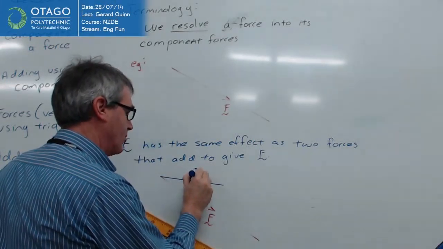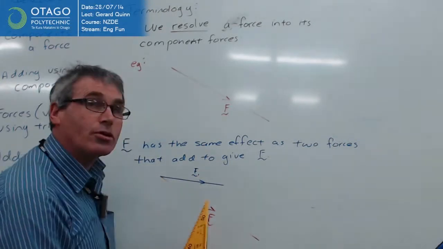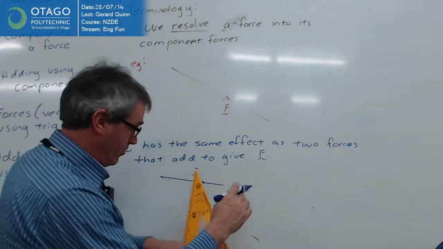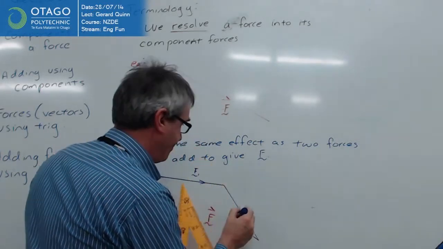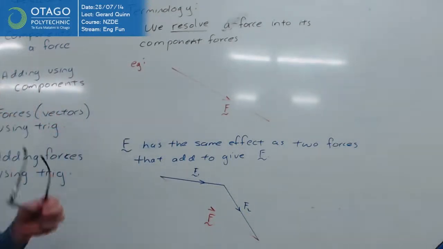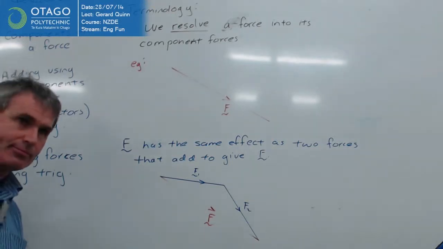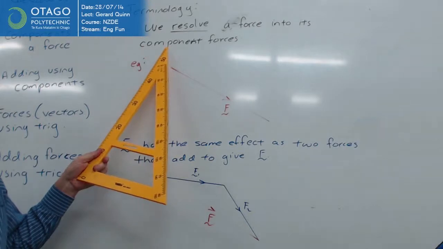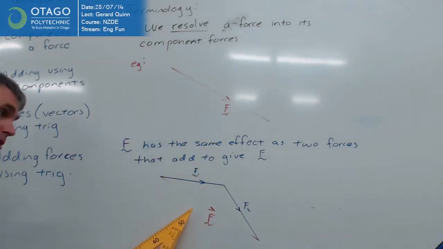I'll call this F. What's a good name for it? F1. Yes. And I have to have two forces. So where would the next one go? Yes, right. From the end of that first one to the. So what do you call F1 and F2? Component forces, yep. F1 and F2 are components of F.